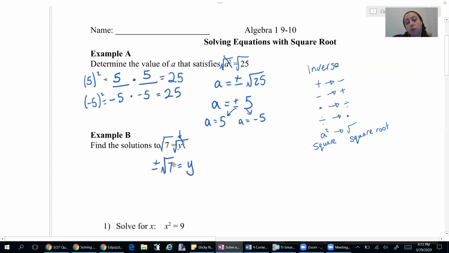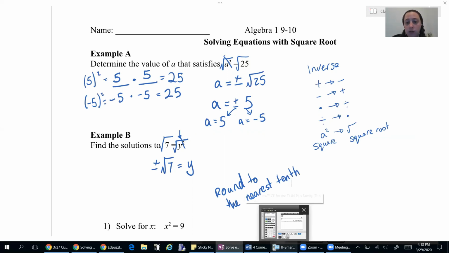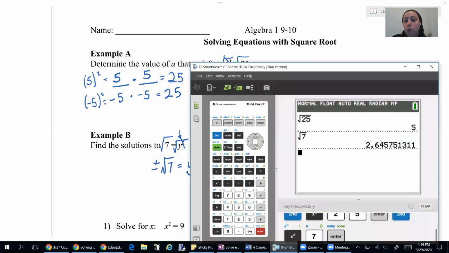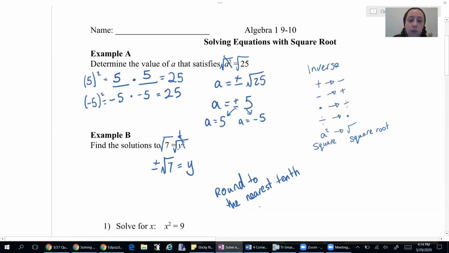If they asked you to round it to the nearest tenth, then you could write the number we got in our calculator. A tenth would be 1 decimal place. So that would be 2.6, and 4 is small, so we keep it as 2.6. So that would be plus or minus 2.6 equals y. But usually, you should leave it in this exact form.